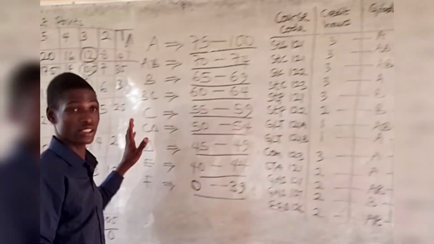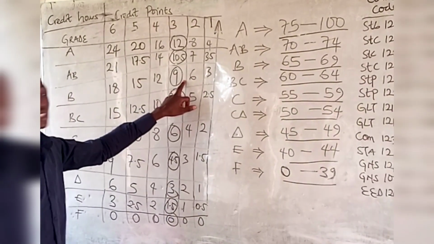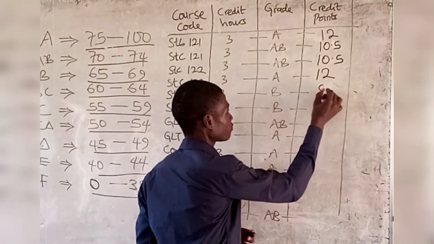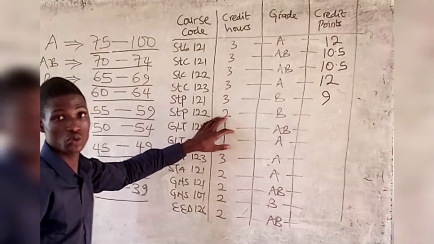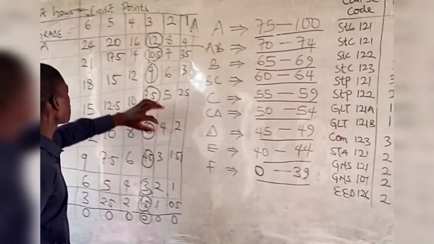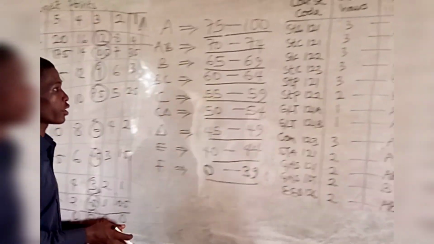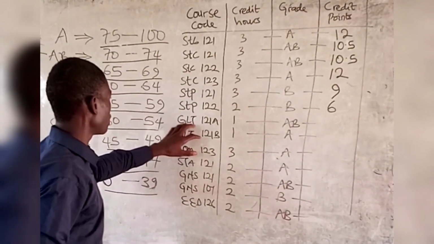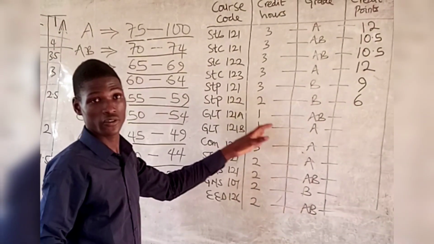So I'm going to go to the chart and check for B. So this is B, I'm going to trace it. So for 3 credit units, the credit point is 9. So I'm going to put it in here. 9. So STP 122 is actually a 2 credit load unit course, and the student made B. So from our chart, I'm going to trace 2 credit units B. That's 6 points. So we're going to put it here. 6 points. So GLT121A and GLT121B are all 1 credit unit courses for SLT students.